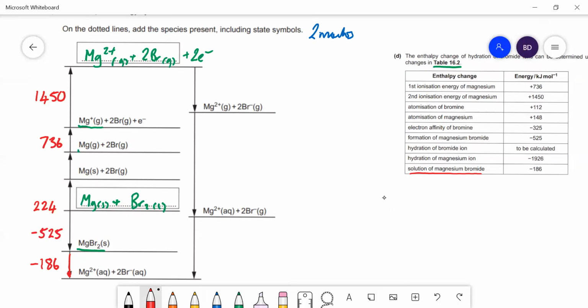Okay, right, now we need to fill it in. Here, what we're doing for this one missing is we're atomizing magnesium. That's 148 there. That one there, we are sticking on electrons onto bromine. That's 2 times the electron affinity of bromine. That's 2 times 325. And that's minus again, that's equal to minus 650.